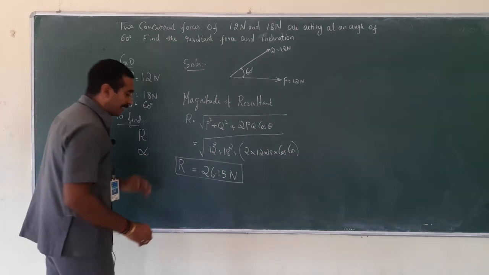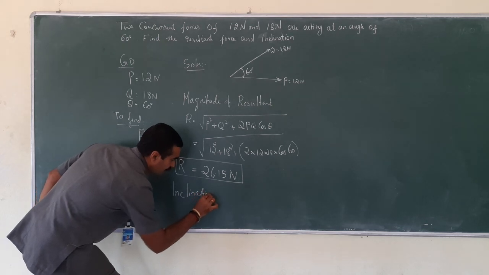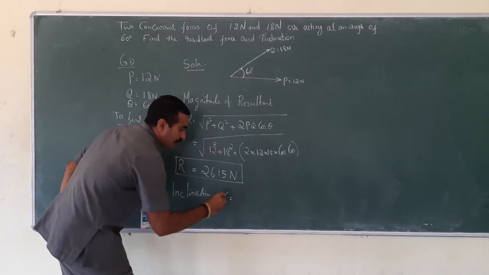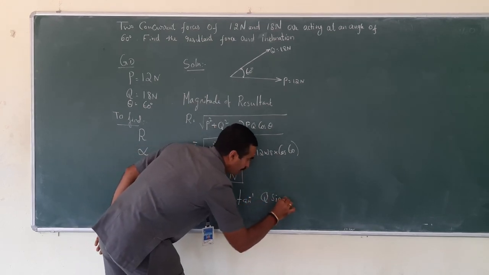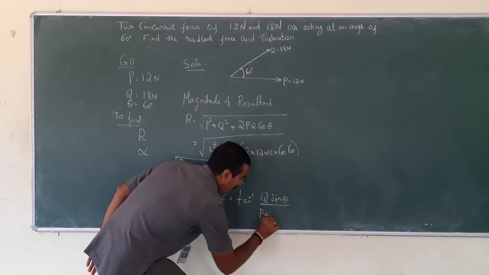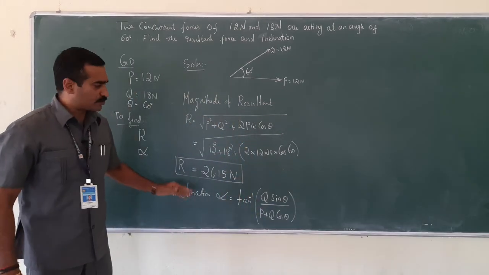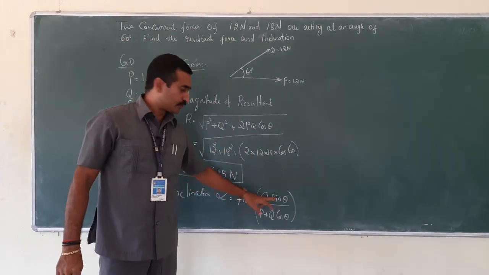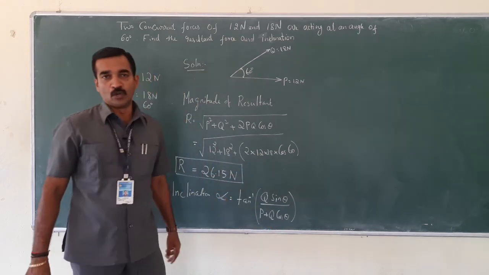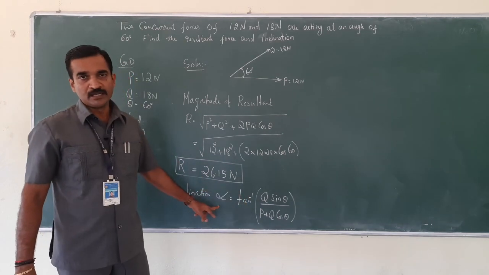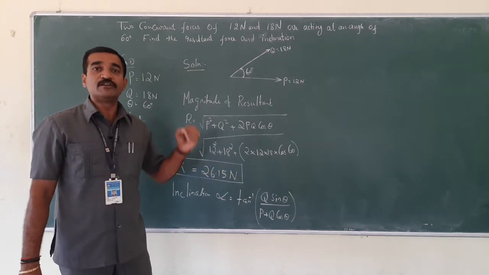Next, alpha, that is the direction or inclination. Alpha is equal to tan inverse of q sin theta by p plus q cos theta. Close the bracket. Now substitute these values. Q is known, theta value is known, p value is known. The only unknown is alpha.